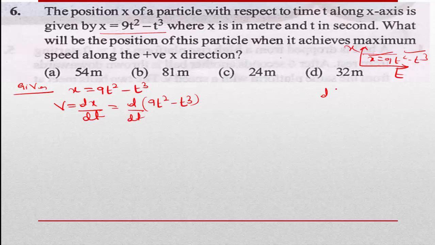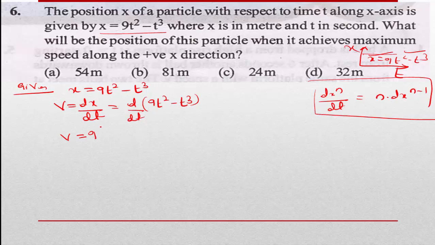Again, the differentiation of x to the power of n with respect to x is equal to n into x to the power of n minus 1. This is the formula. This is the differentiation. v is equal to dx divided by dt is equal to d by dt of 9 into t square minus t cube.